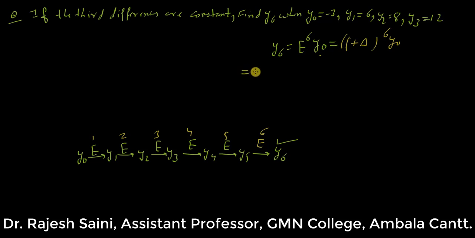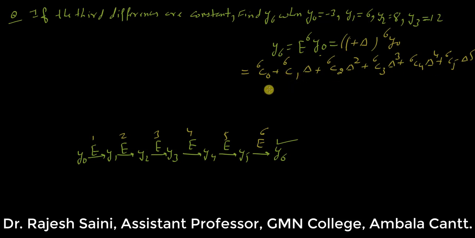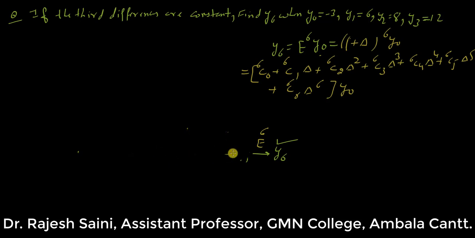Now this will be expanded using the binomial theorem, and you will get 6C0 plus 6C1 delta plus 6C2 delta square plus 6C3 delta cube plus 6C4 delta 4 plus 6C5 delta 5 plus 6C6 delta 6, and outside is y0. So we know these values.